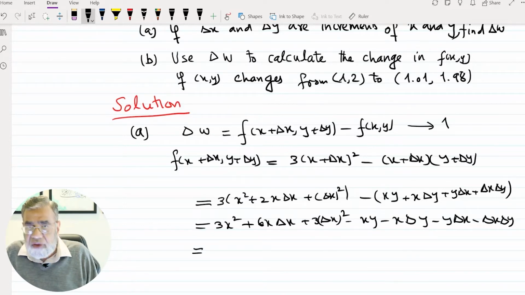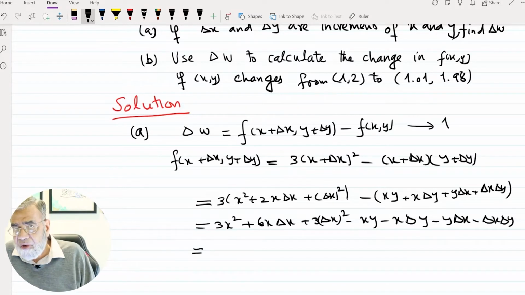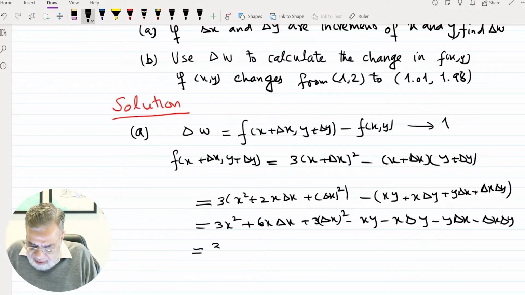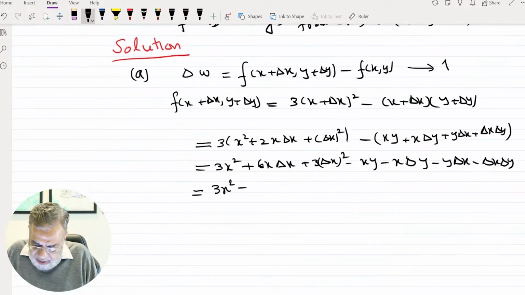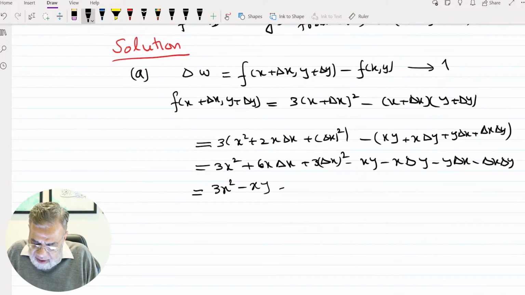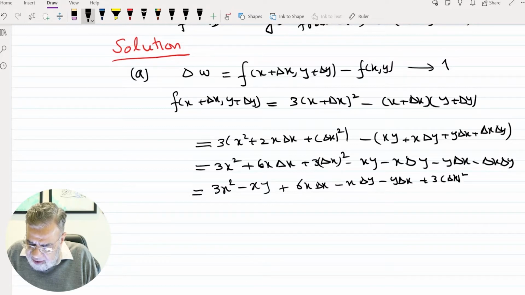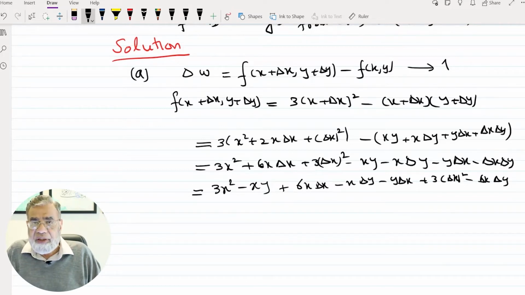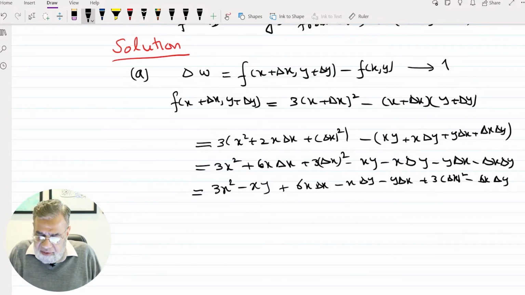Now we take the values without delta x, with delta x to power 1, and then power 2. So we get here 3x squared minus xy. Then with the delta x and delta y, we have 6x delta x, then minus x delta y, then minus y delta x. Then the power 2 terms are 3 delta x whole square minus delta x delta y. So that's my value of f of x plus delta x, y plus delta y. Now I substitute this value in my equation 1. This is my number 2.